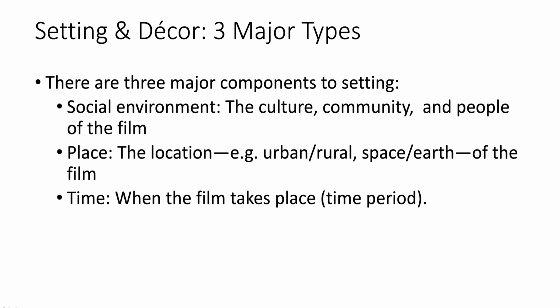So, when we look at setting, what we want to think about are three major components. First, in no particular order, the social environment: the culture, community, and people of the film. In most films, the settings will include people doing stuff in a community. You know, what is their culture? Who are the people that live there? What are the routines? What is the way that their space in the picture is outlined?